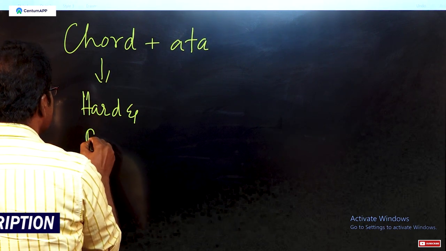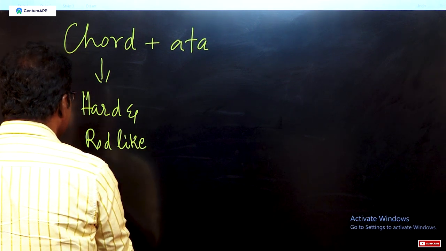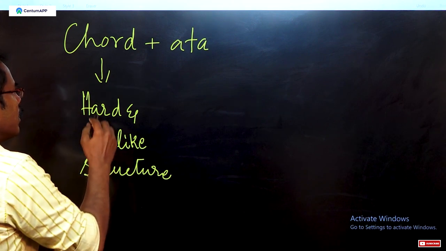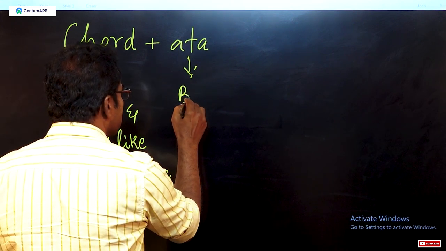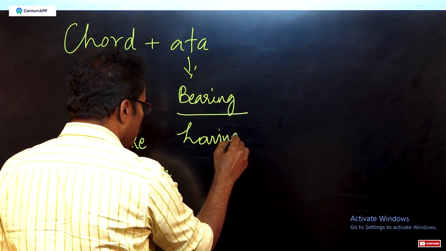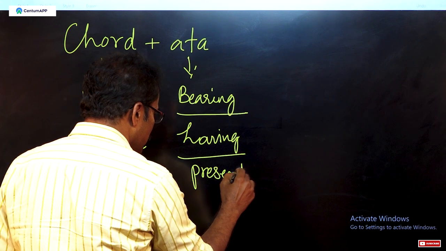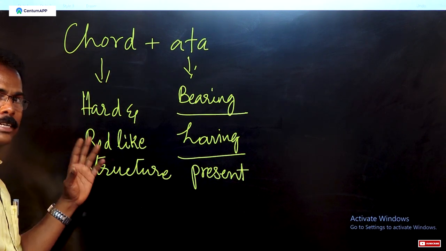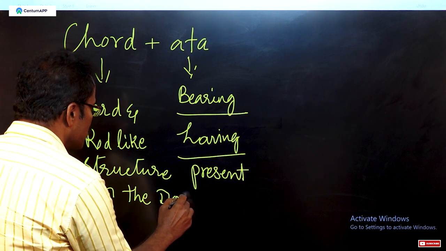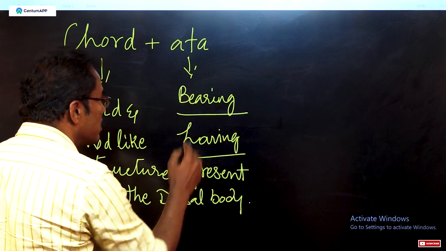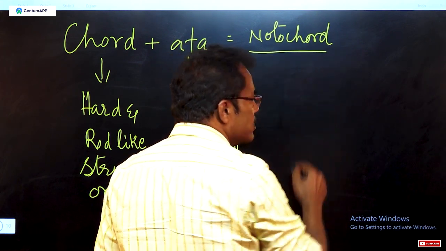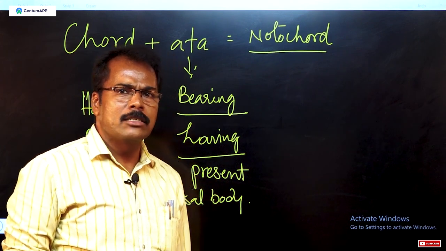Hard and rod like structure present on the dorsal side, and ata means bearing or having, or presence. So, the presence of a hard rod like structure on the dorsal side of the body is called the notochord. So, based on the notochord, animals are grouped as chordates.